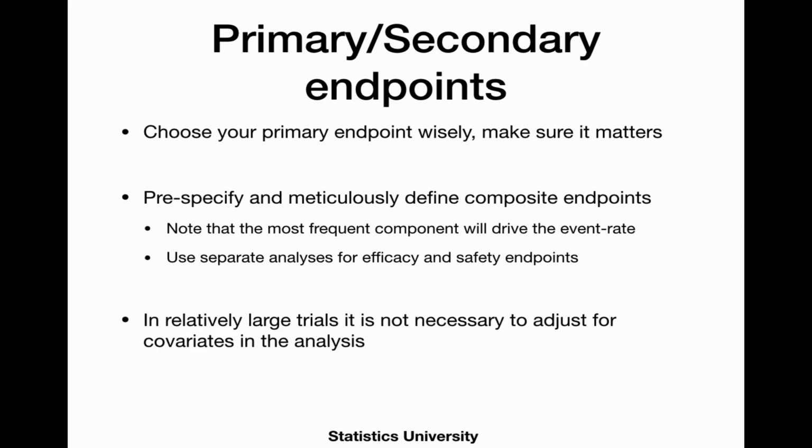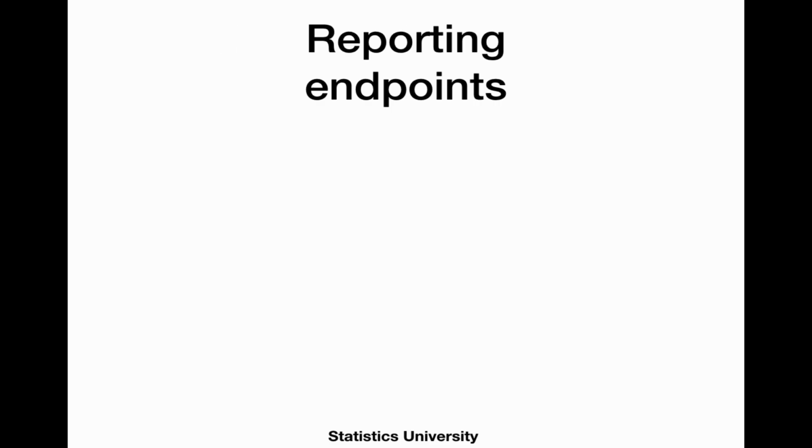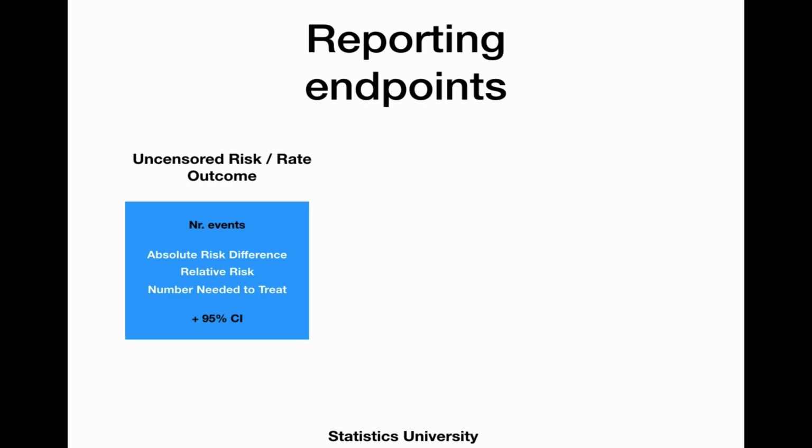And in relatively large trials, it is not necessary to adjust for covariates in the analysis. So you don't necessarily have to use a multivariable model to assess the primary endpoint. You can do it just to increase the power, but if you do that, pre-specify it in your analysis plan. With regards to reporting your endpoints, you should at least report these items.